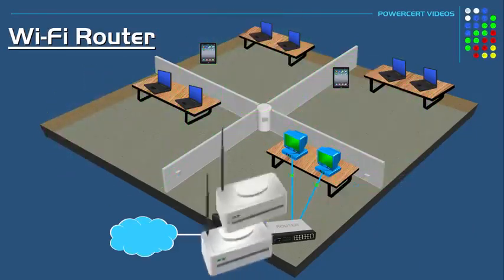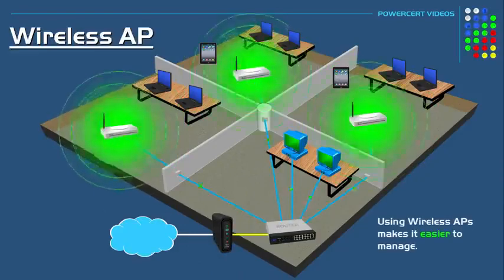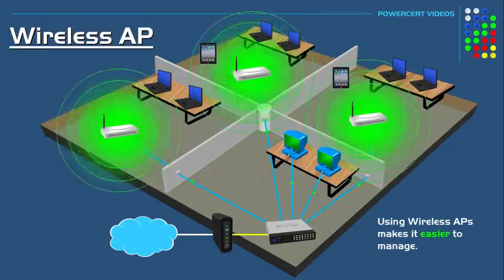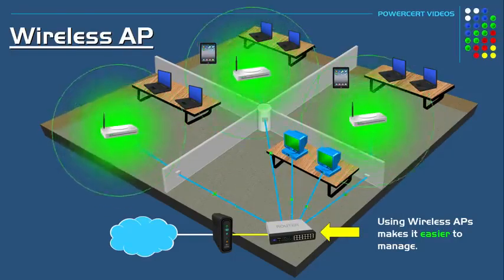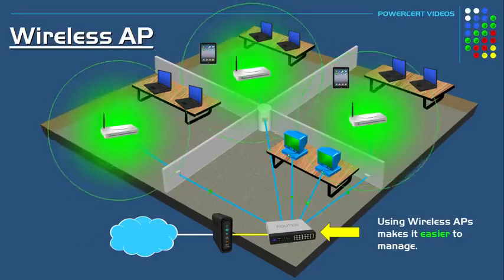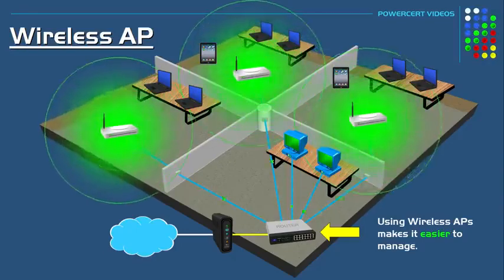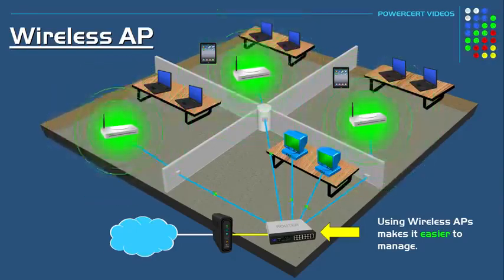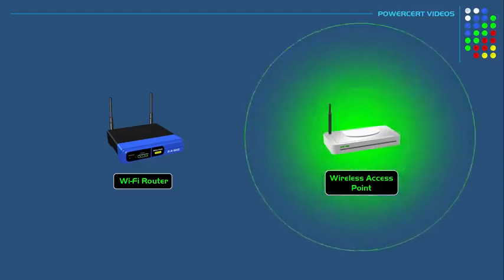But if this office was using wireless access points instead, then all the management and all the changes in the configuration would be done by this single router, which makes managing a network a lot easier. So all the wireless devices can be treated as a single subnet instead of being treated as multiple subnets if Wi-Fi routers were used. Another difference between these is how devices are able to connect to them.